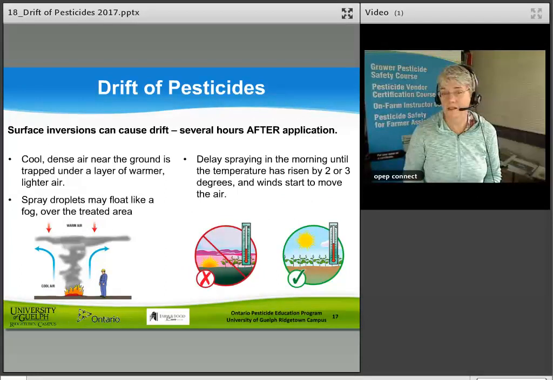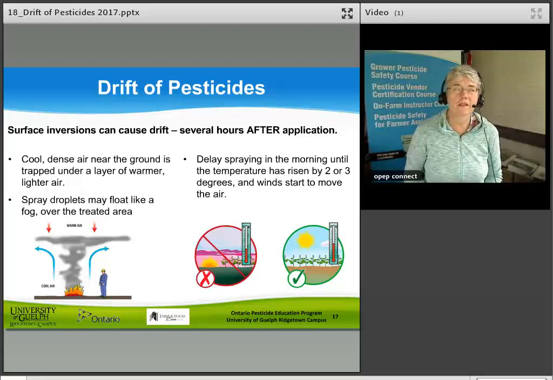Spray when the relative humidity is above 70%. Surface inversions can cause drift several hours after application, so we have to be very careful with surface inversions. Cool, dense air near the ground is trapped under a layer of warm, lighter air. So spray droplets may float like a fog over the treated area. We talked about this a little bit earlier.